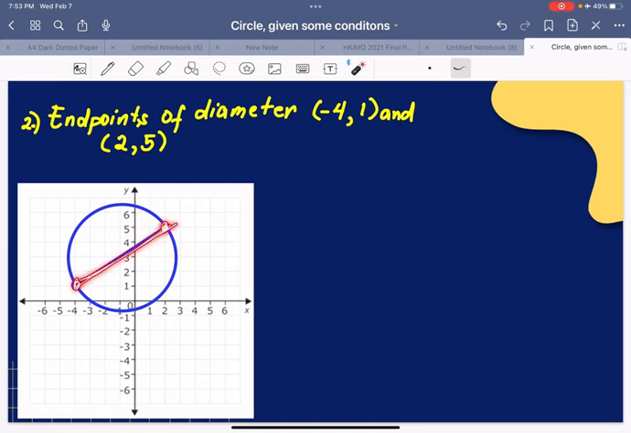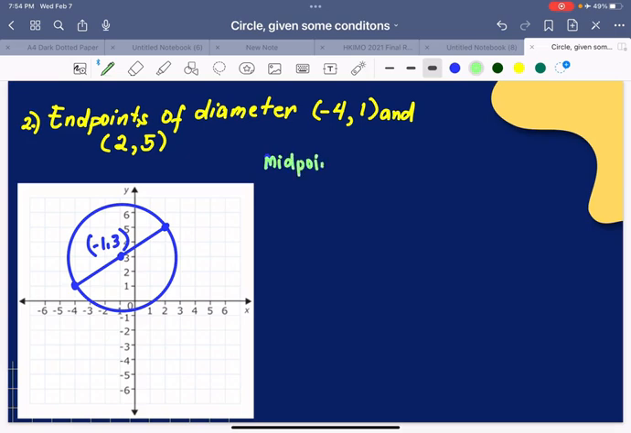So, diameter is twice the radius. So, yung midpoint nila, yun yung magiging center. So, kung titignan natin sa graph, ang midpoint agad nito ay negative 1, 3. Okay? Yun yung magiging center ng circle natin. But we can also solve that by using the midpoint formula.